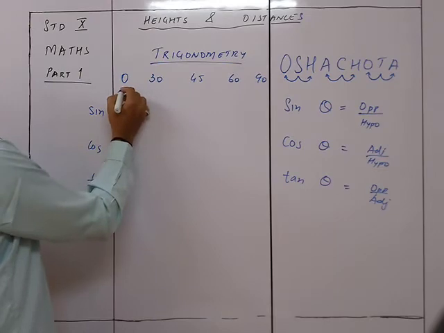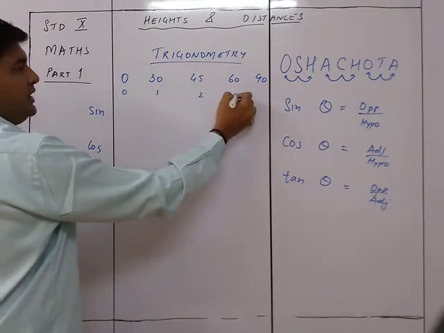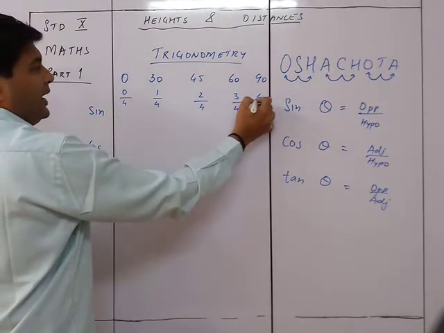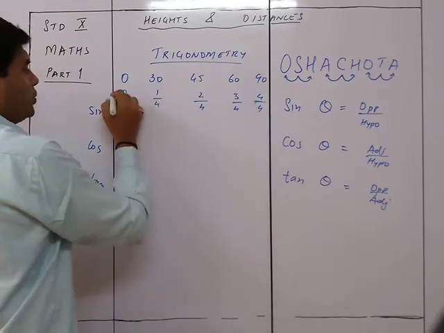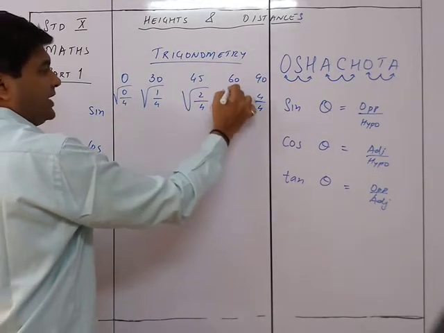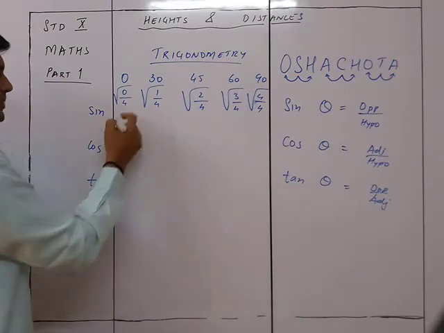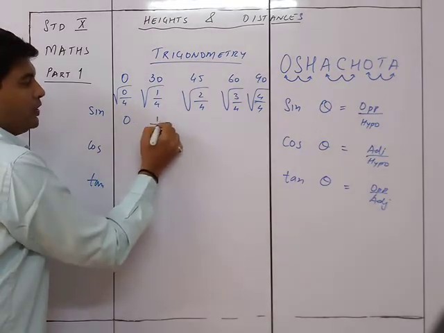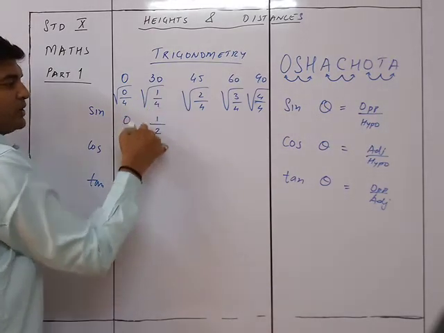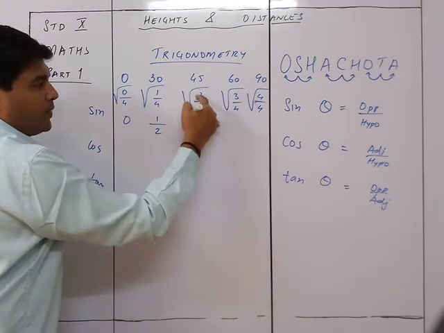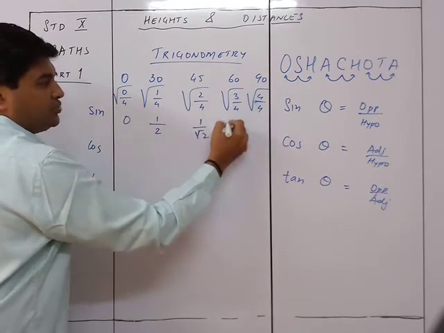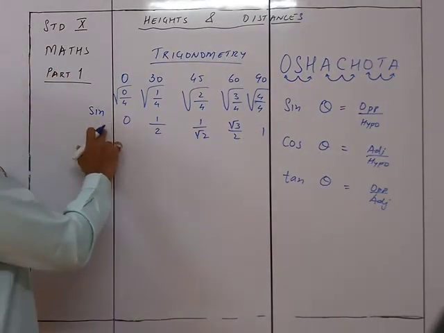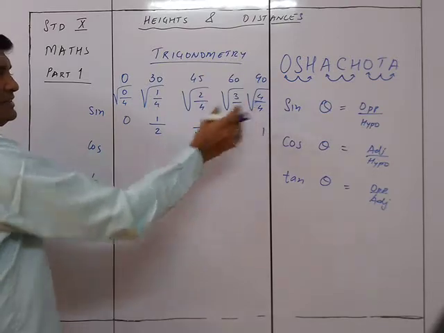We just wrote over here as 0, 1, 2, 3, 4. We divided everything by 4 over here, and then you take the square root of these. Accordingly, the answer over here will be 0. So sine 0 is 0. Sine 30 will be 1 upon 2, because the square root of 1 is 1, and the square root of 4 is 2. Sine 45 is 1 upon root 2, then this will be root 3 upon 2, and this will be 1. So this is how you get the value of sine 0, sine 30, sine 45, sine 60, sine 90.